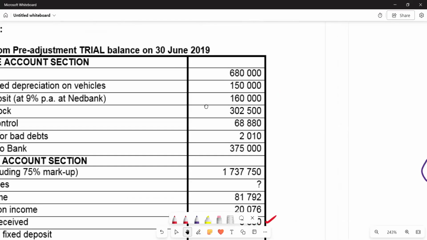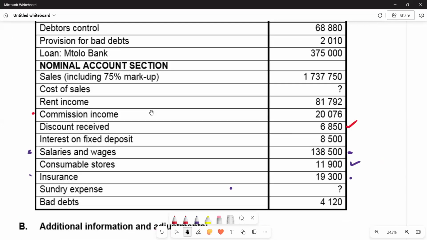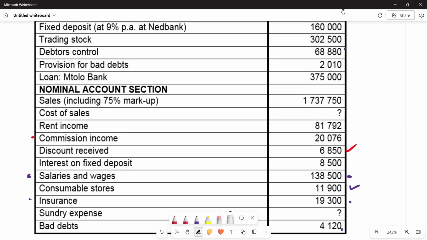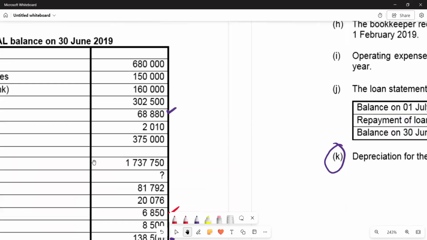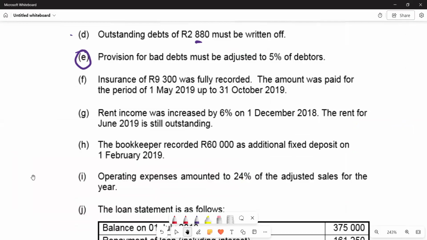which we need to subtract from the total of debtors that were given in the list of balances. So remember, when these balances were calculated, the bad debts that we have in the list of balances, 4,120, were already written off. So they were already subtracted from the total of debtors. So the debtors control figure that we have here had already been adjusted for 4,120. But the one that we have in additional information needs to be subtracted because it was omitted. So first of all, we subtract the one in additional information from this one, which is 68,880.